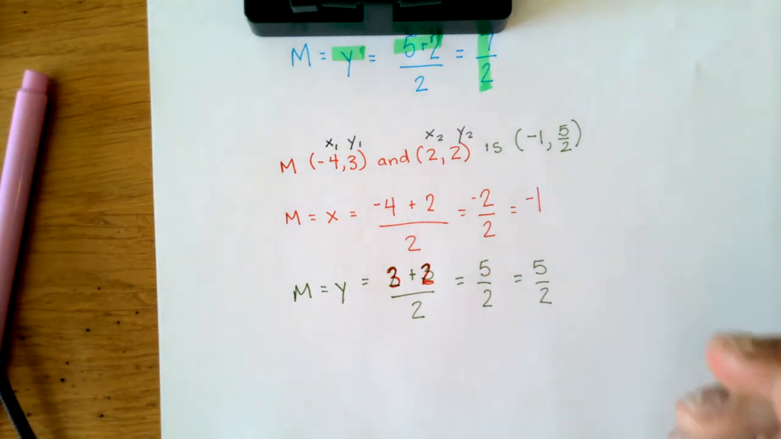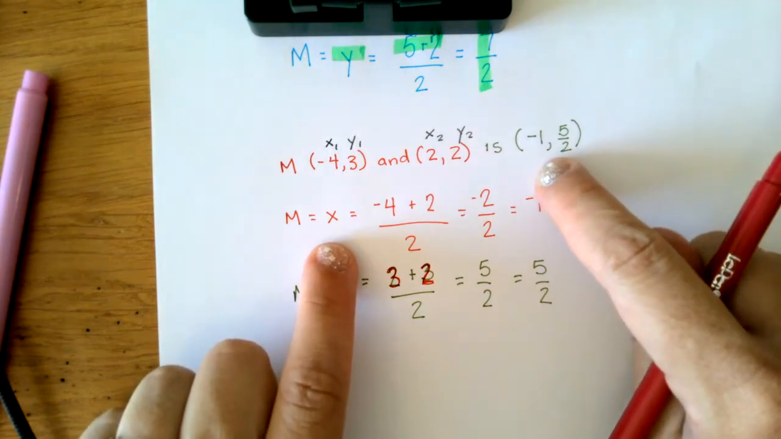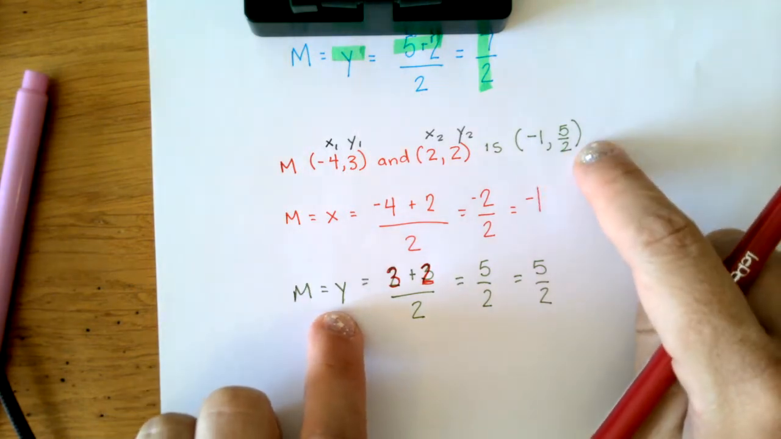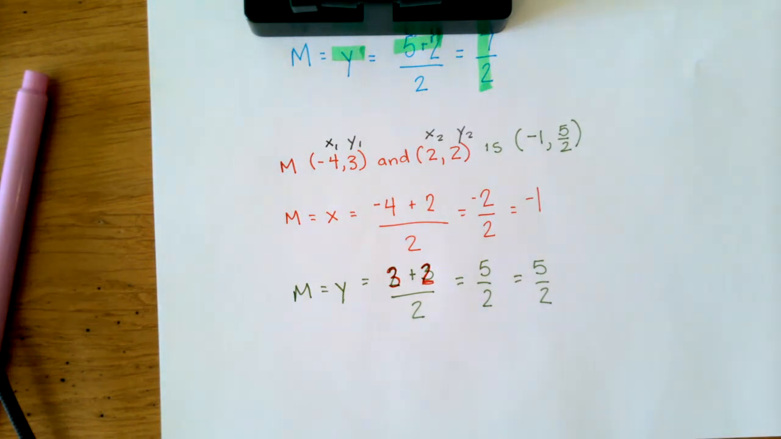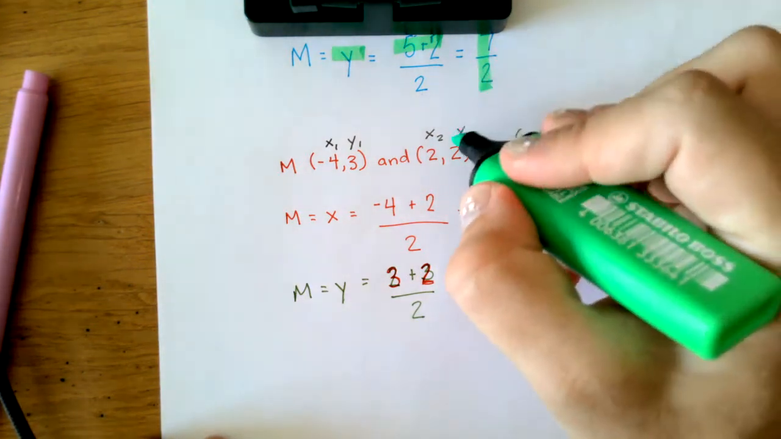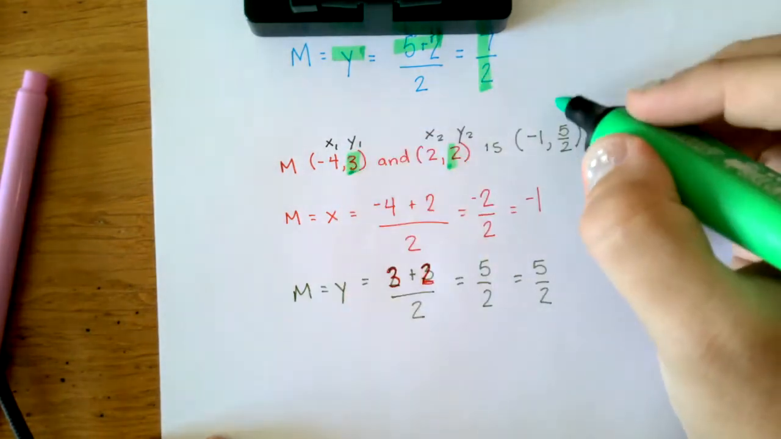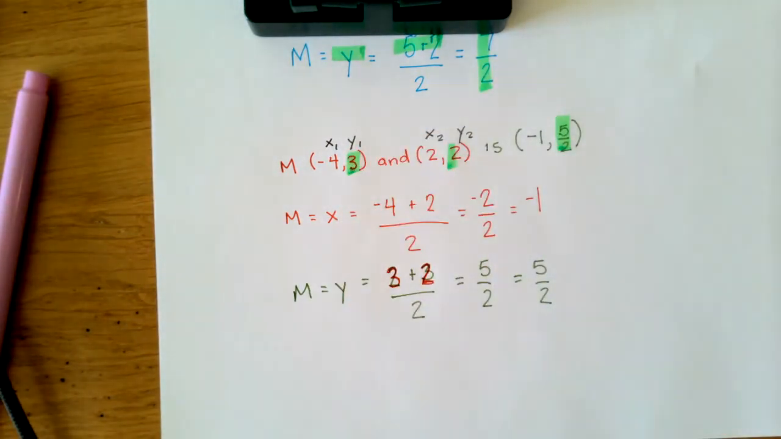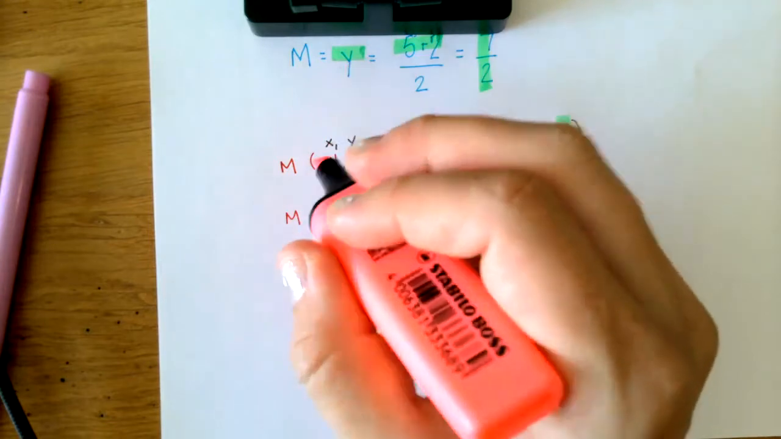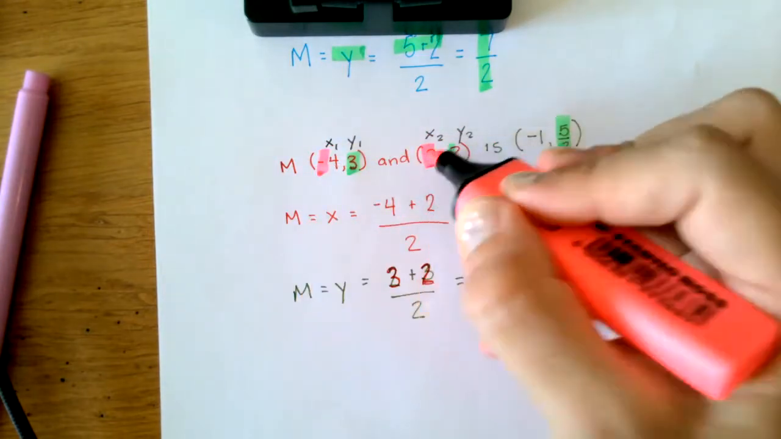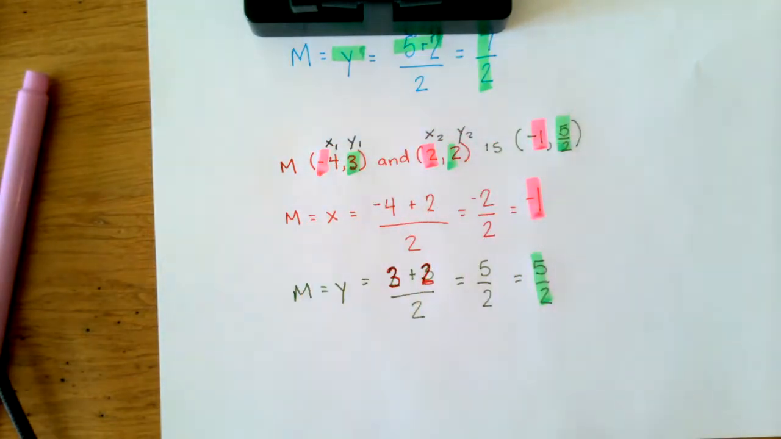All right, so we did all our x's, we got -1. We did all our y's, we got 5 halves. We averaged the x's and got -1.